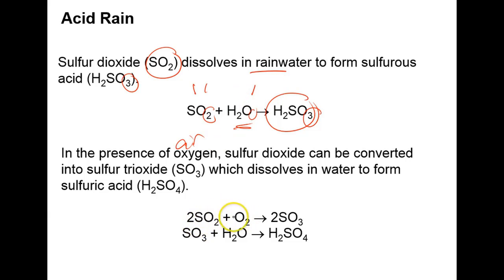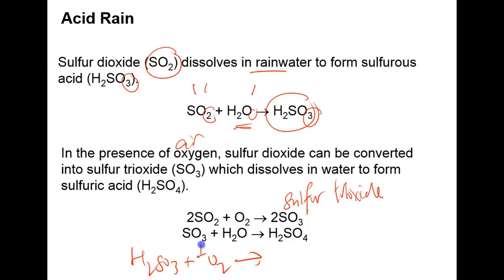In the presence of oxygen in the air, your sulfur dioxide can be further oxidized to give us SO3. So this is sulfur trioxide. And sulfur trioxide can dissolve in water to give us dilute sulfuric acid. The H2SO3 formed here can also be further oxidized by oxygen in air to give us sulfuric acid. So all this contributes to acid rain.